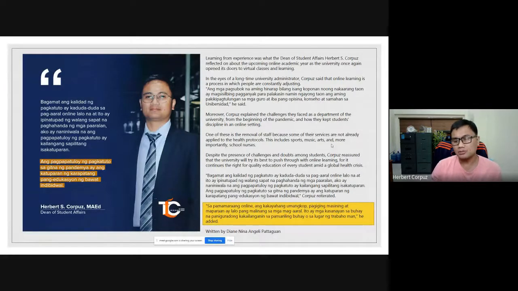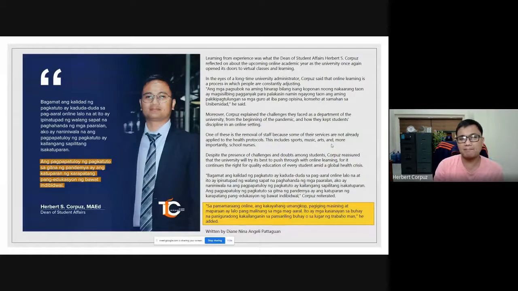Pabago-bago ang mundo. At sa tingin ko, tama lang na napersa ang mga eskwelahan na ipagpatuloy ang pagkatuto, ipagpatuloy ang edukasyon sa gitna ng pandemya, dahil makatutulong din ito para lalo pang malinang sa mga mag-aaral ang kanilang kakayahang pambuhay, their life skills.